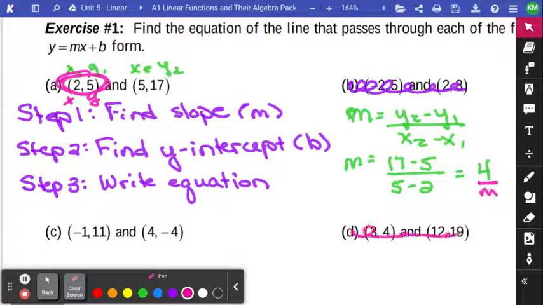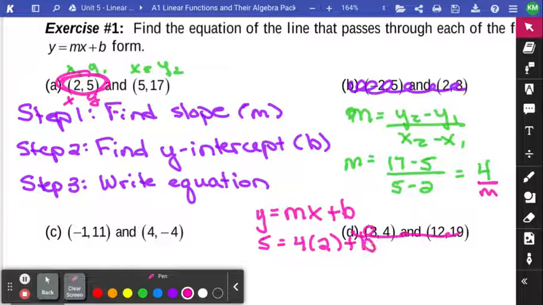And let me cross this out. I'm going to plug into y equals mx plus b. That's our slope-intercept form. And our y was 5, our m is 4, our x is 2, plus b. And now we just solve our equation. 4 times 2 is 8. To get b by itself, subtract 8 from both sides. Running out of room. So b equals negative 3.